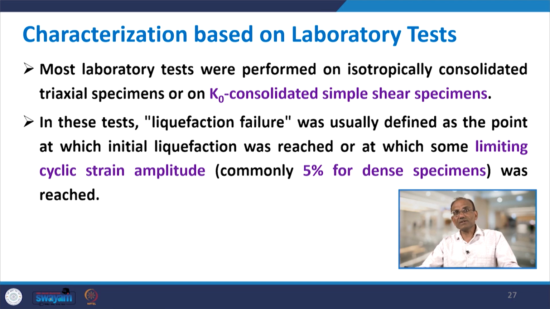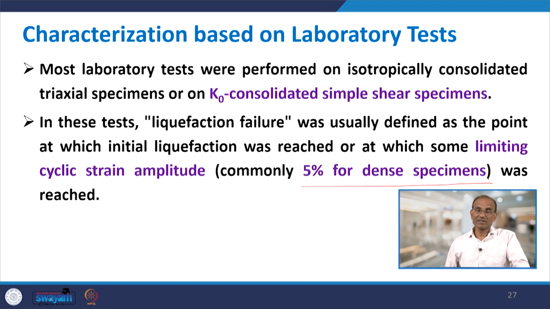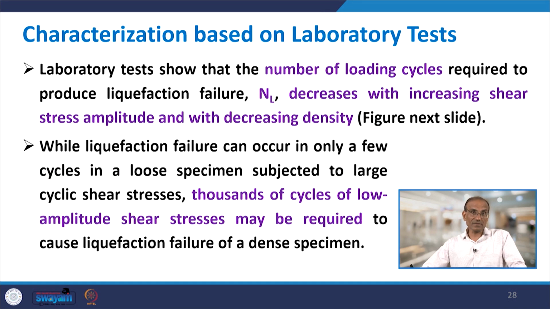In this test, liquefaction failure was usually defined as the point at which the initial liquefaction was reached, or at which some limiting cyclic shear strain amplitude, which is commonly 5% for dense specimens, is reached. Now, the issue is that sometimes it is difficult to judge whether initial liquefaction has started. For judging that, the cyclic strain amplitude, normally considered to be 5% for dense specimens, is used, and when you reach 5% strain, then we say that liquefaction has started. So, sometimes it is based on the strain value, or sometimes it is based on the pore pressure value.